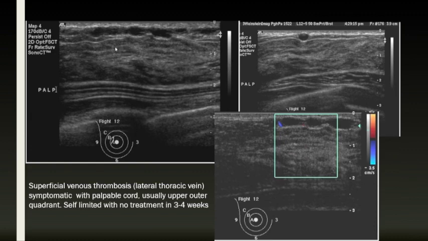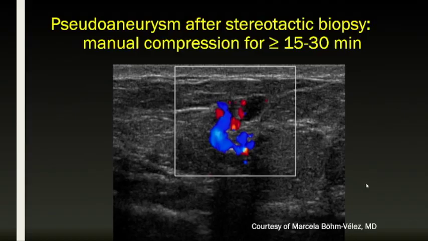This is Mondor's. It's a thrombosed vein. You can see it beating here, and the axial view of it, and the vascularity, which is not there. So these are self-limited. They need to be followed up for resolution, and usually in 3 to 4 weeks, if there's pain, symptomatic relief is what you can offer.